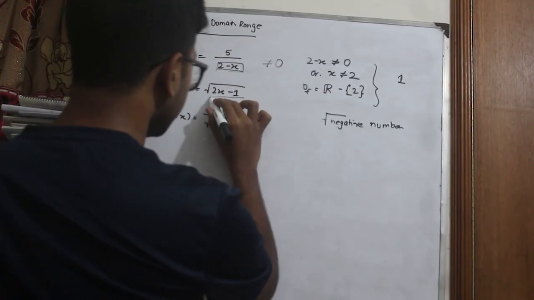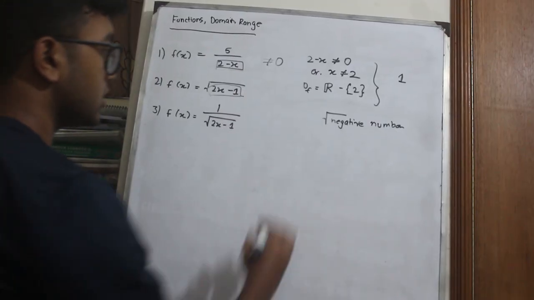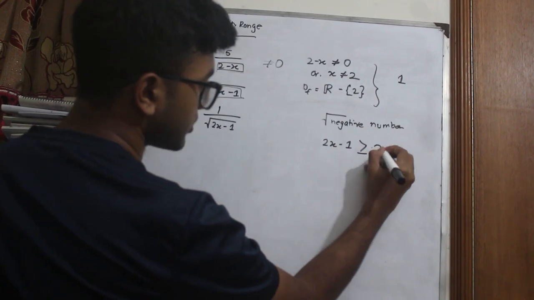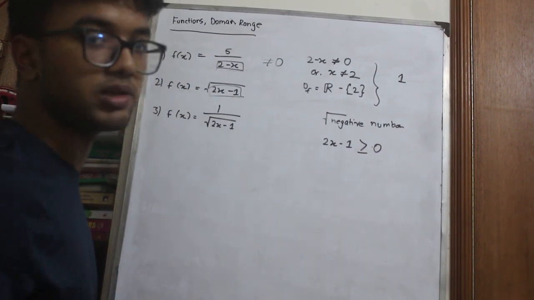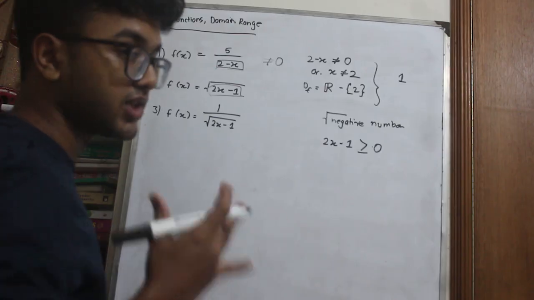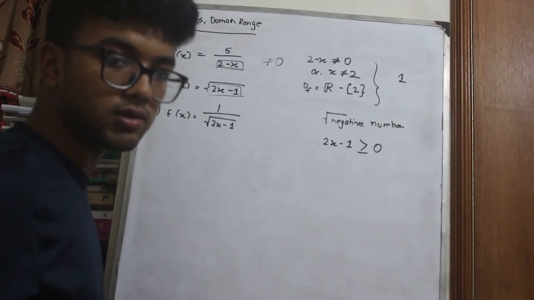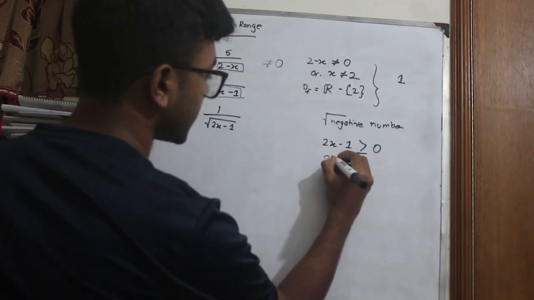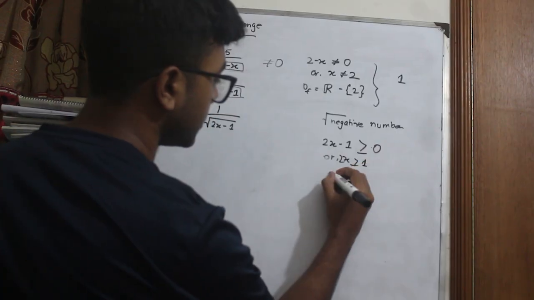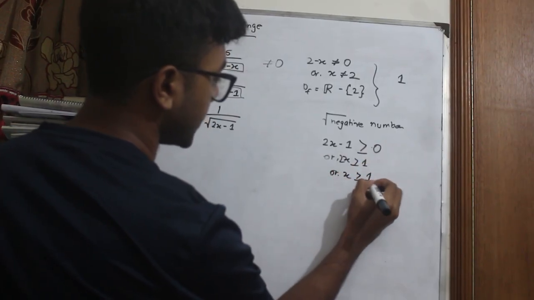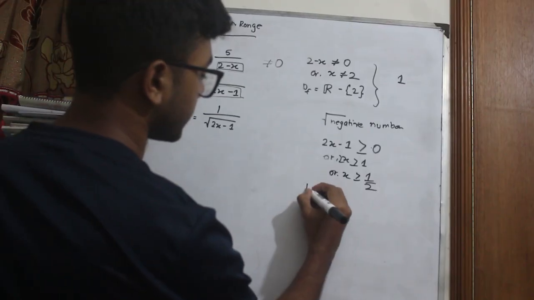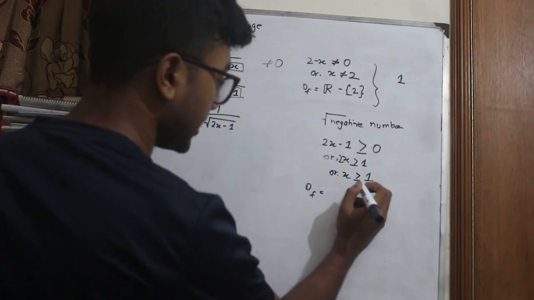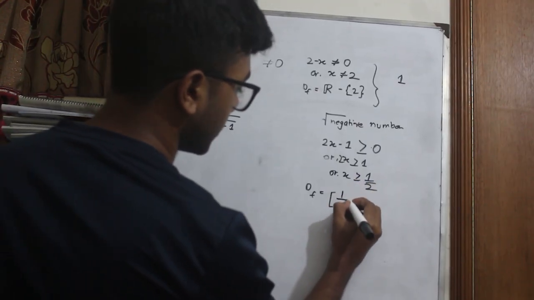So since this cannot be negative, we can already infer the condition on this, which is that 2x minus 1 is greater than or equal to 0, because even if this is 0, the root of 0 is 0, so it can also be 0. But it just can't be negative. So it can be either equal to 0 or greater than 0. From this we can figure out what x is. 2x is greater than or equal to 1, or x is greater than or equal to 1 by 2. So the domain is x greater than or equal to 1 by 2, then it's going to be 1 by 2 to infinity.